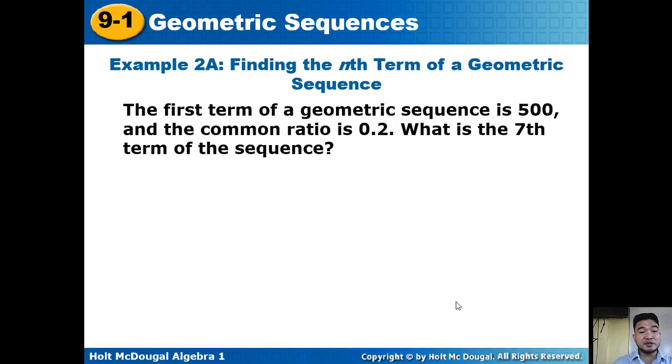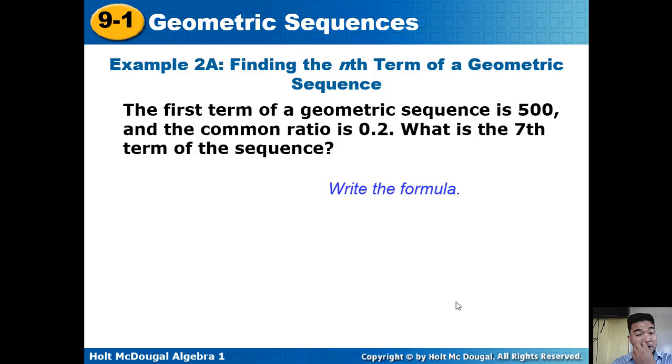Okay, let us have this example. Finding the nth term of a geometric sequence. The first term of a geometric sequence is 500, so that is the first term, a sub 1. And the common ratio is 0.2, that is r. What is the seventh term of the sequence?